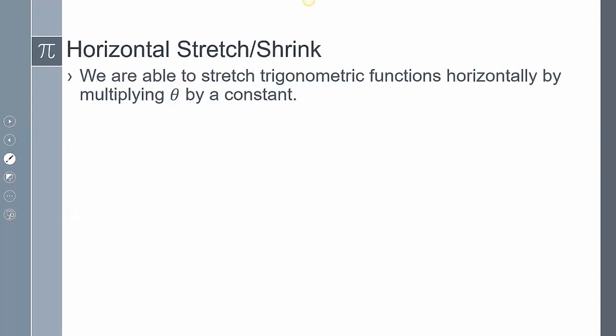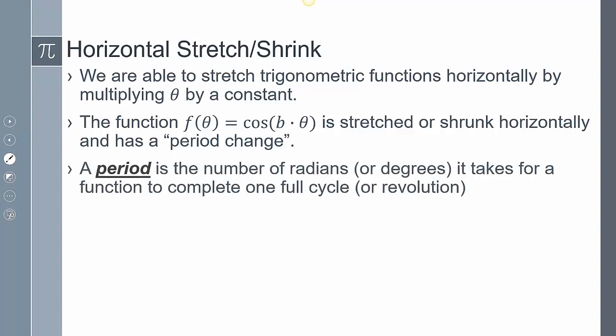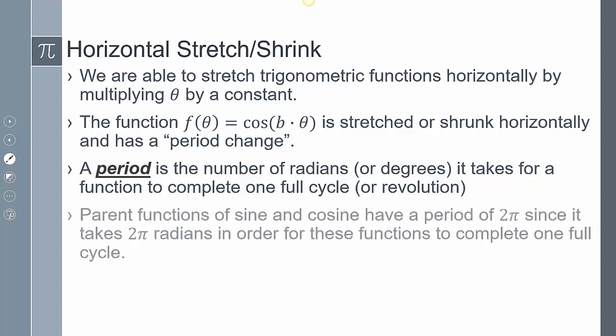Now we're going to talk about the horizontal stretching and shrinking. We're able to stretch this trig function horizontally by multiplying your variable by a given constant, and we're going to say that this constant is b. When you're stretching and shrinking along the horizontal, you're affecting its period. I talked about it yesterday, but I'm going to define it today: a period is the number of radians or degrees it takes for a function to complete one full cycle or revolution.